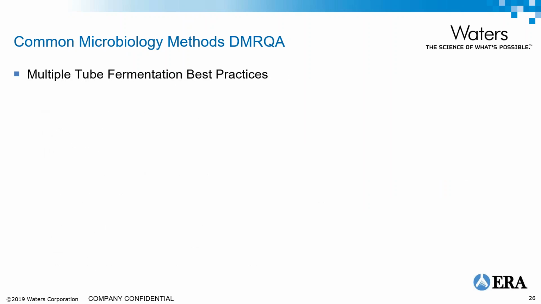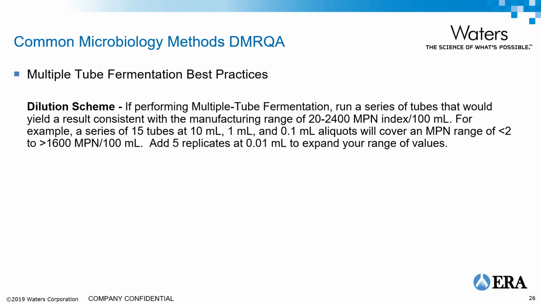So, multiple tube fermentation dilution schemes. Generally, people are running 15 tubes, doing a 10^-1 and a 0.1. If you're doing that, that only takes you up to 1600. You want to make sure that you add an additional 5 replicates and do that 0.01 so that you can expand the range.